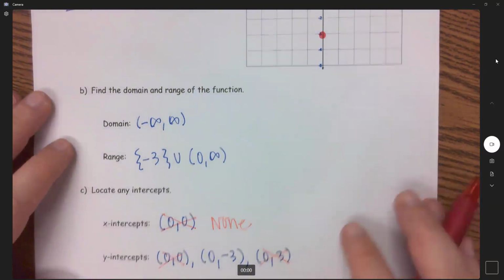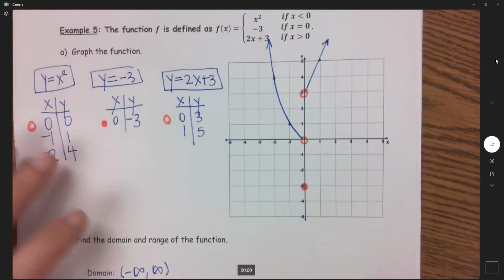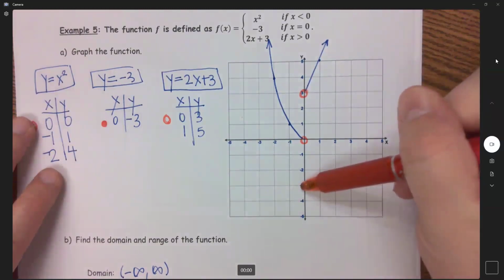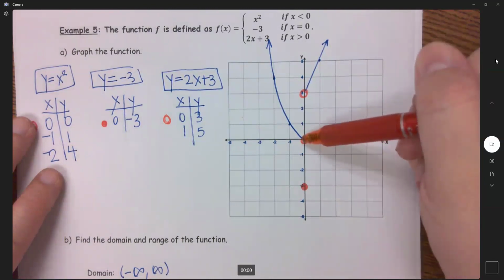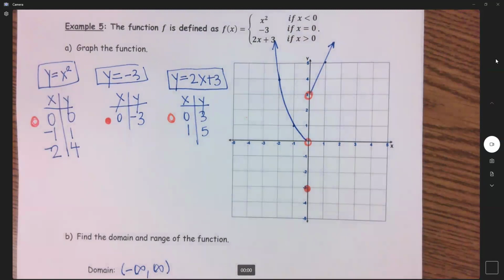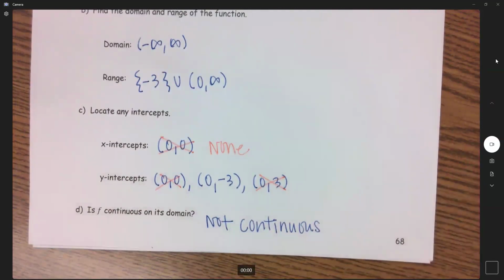And then, is this continuous? Can you draw this without lifting your pencil? No. You would have to plot this, lift your pencil, graph this, lift your pencil, graph this. So this is not continuous.